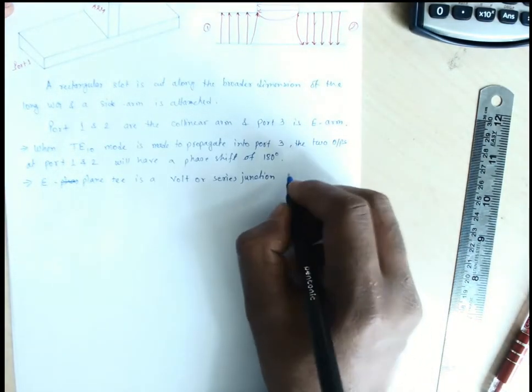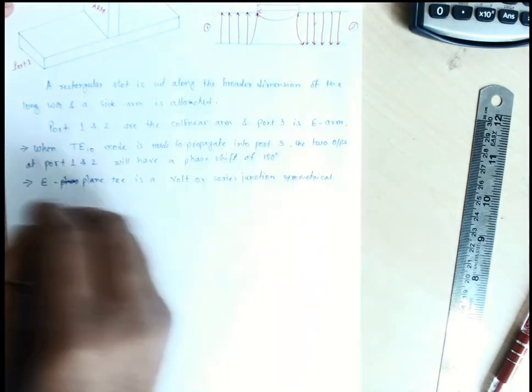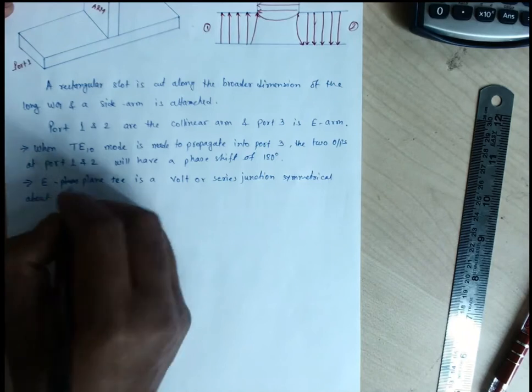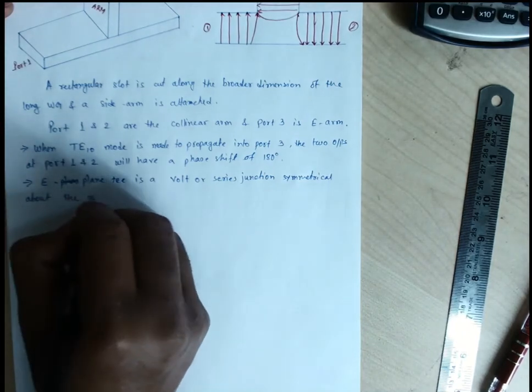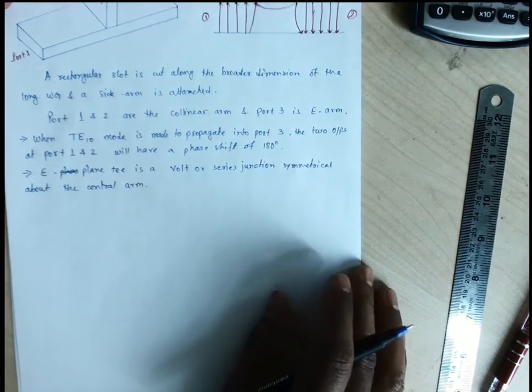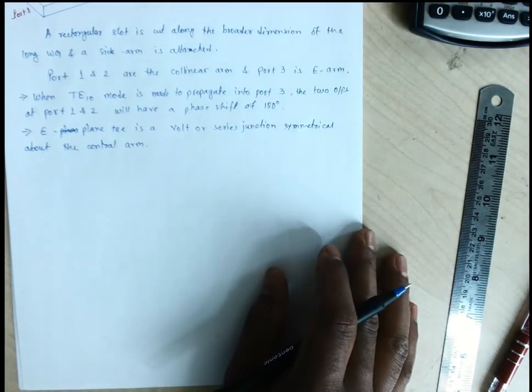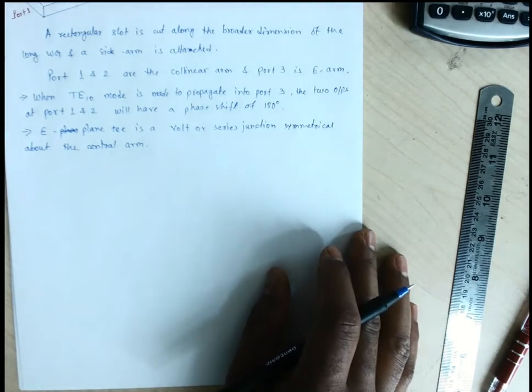Symmetrical arm. The central arm means E arm. In the same way we will proceed as we have done for the H plane T.